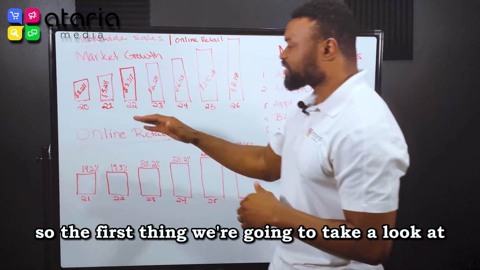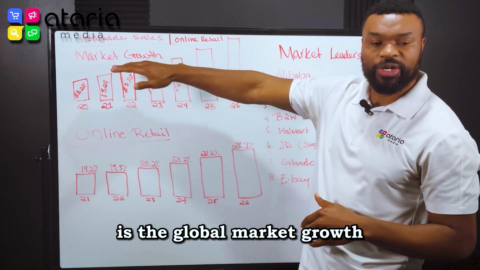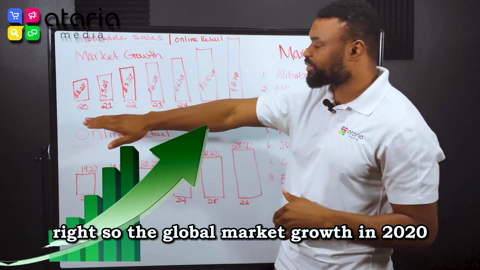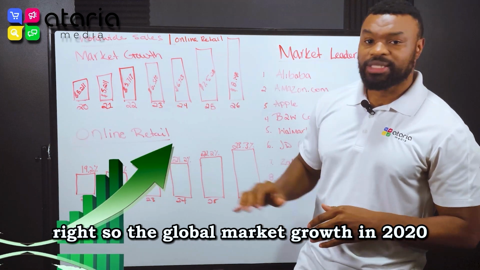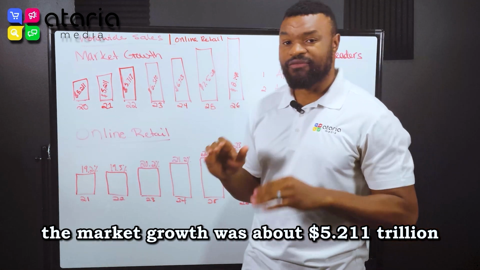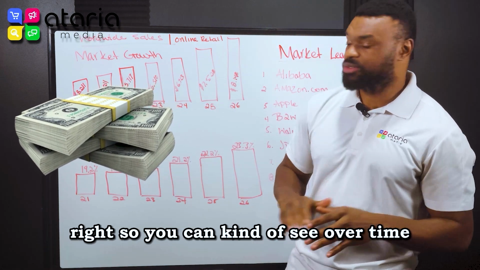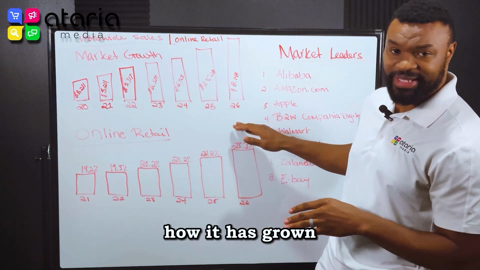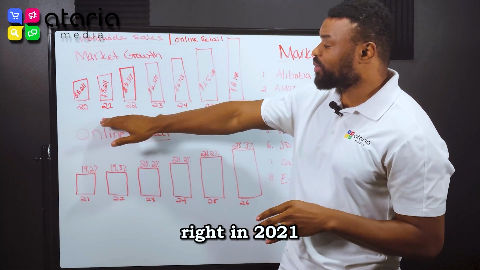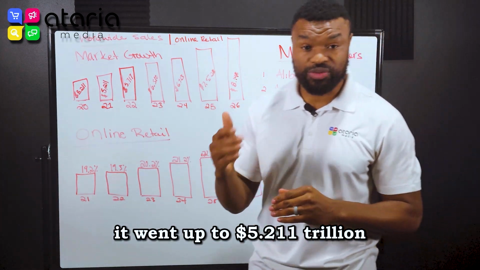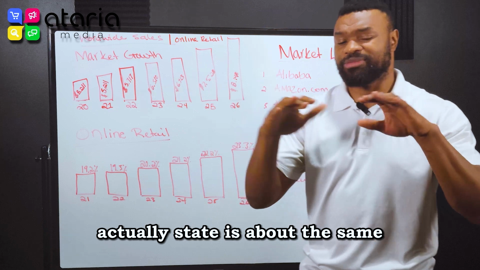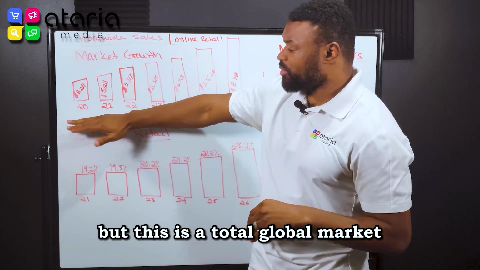All right. So the first thing I want to take a look at is the global market growth, right? In 2020, the market was about $5.211 trillion, right? So you can kind of see over time how it has grown. In 2021, it went up to 5.211. Actually, it stayed about the same. It didn't even go up. But this is the total global market.